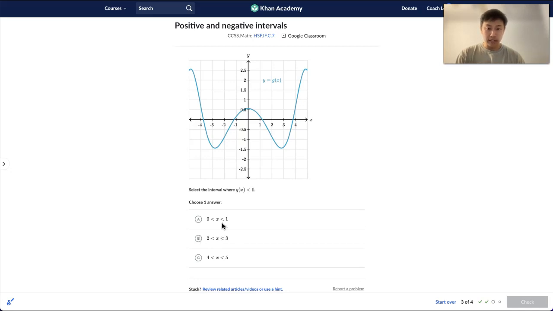Between 2 and 3, x values of 2 and 3, bingo, right? Between x values of 2 and 3, my y values are definitely negative. They're below the x-axis. That's what I want. Let's just double check. Between 4 and 5 is going to be this portion on the very right. I have positive y values, so this is our only option.